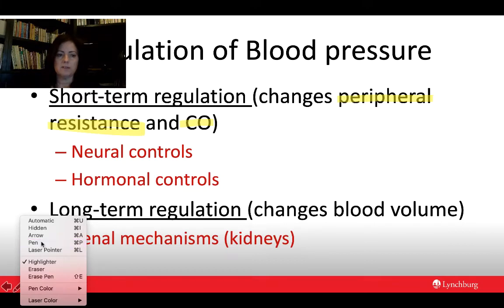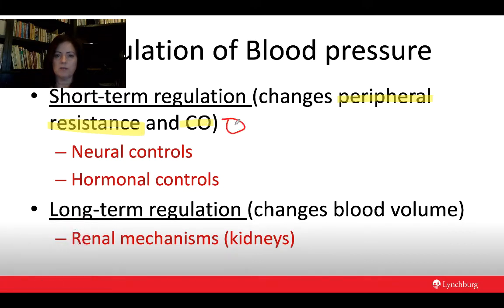We could write that these are kind of quick changes here. Because we also know that anything neural is going to be quick, right? They're fast changes. Hormones tend to take a little longer than our nervous system to exert changes, but they're still going to have an impact on resistance and cardiac output.